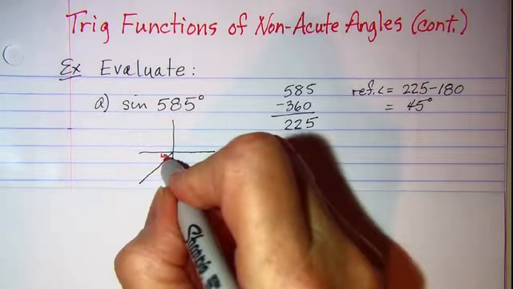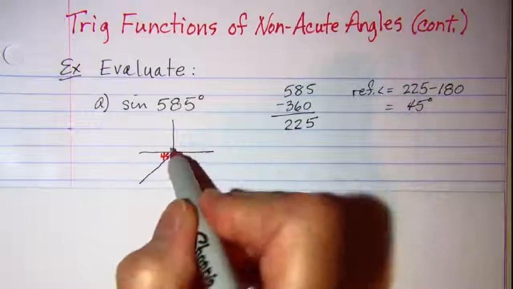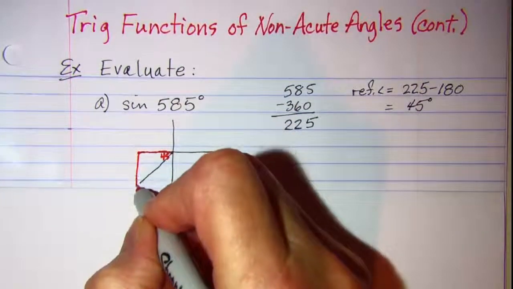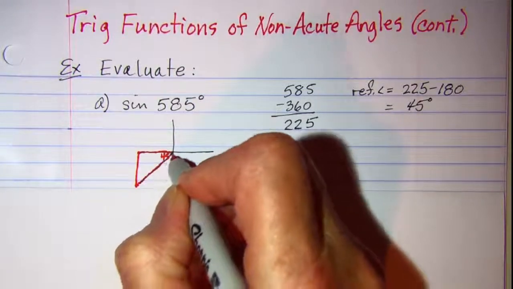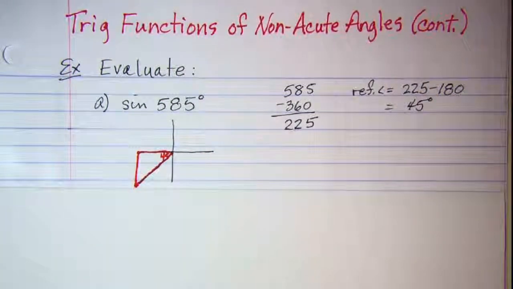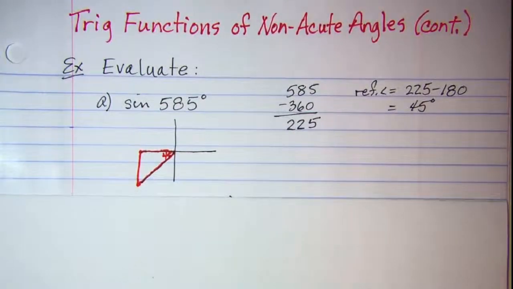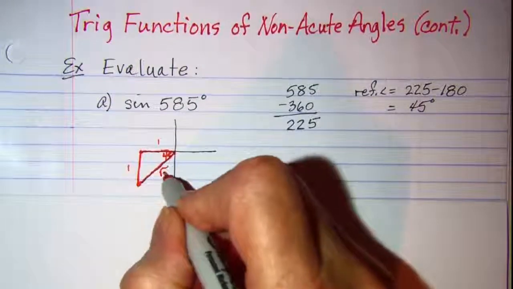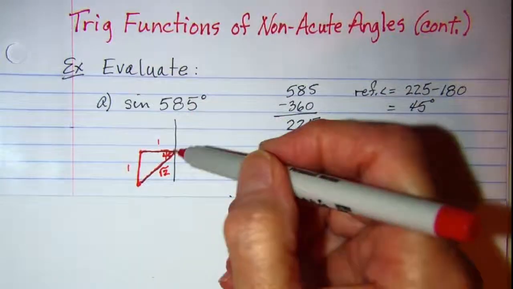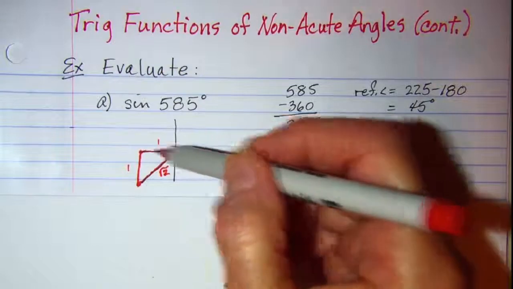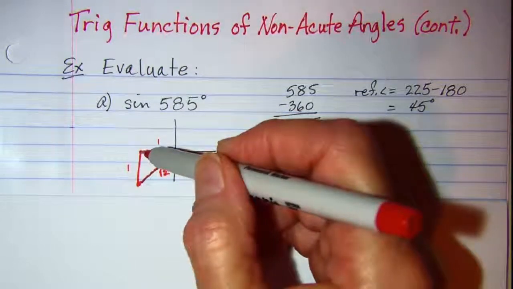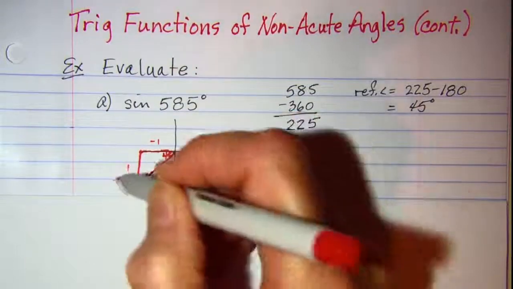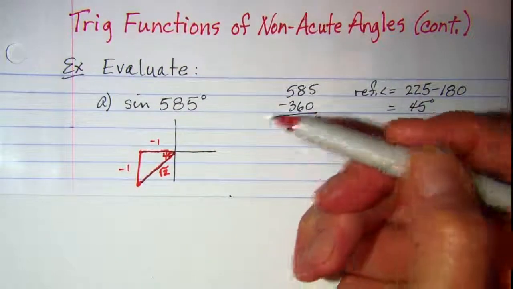So if we mark that here, and then draw our reference triangle, we see that it is a 45, 45, 90 triangle. So we can put in our 1, 1, root 2. And this side, the x coordinate will be negative because it's left. And the y coordinate will be negative because it's down.